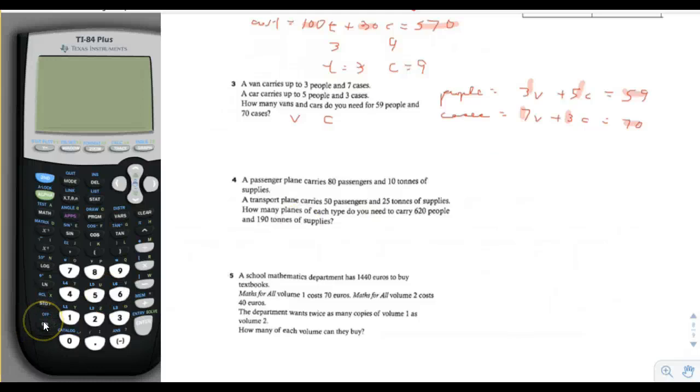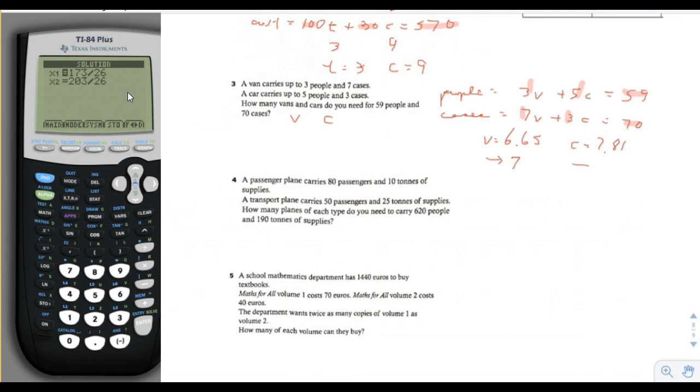The solution that the calculator gives, did you see how they were fractions? So actually the first variable, which is the van variable, is 173 divided by 26, which is 6.65. 6.65 for V. And C is going to be 303 divided by 26, which is 7.81. So the number of vans we need is actually 7 vans.